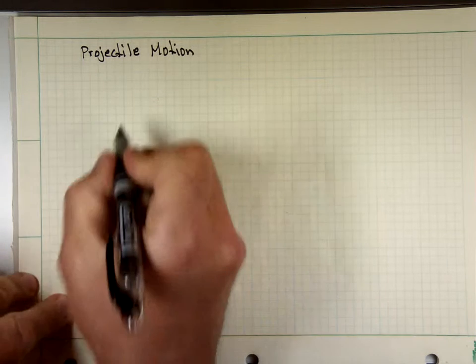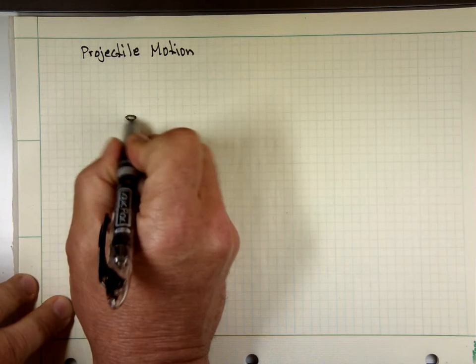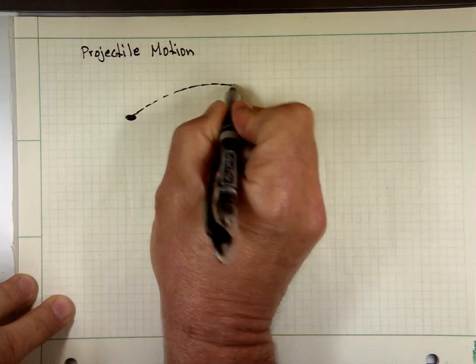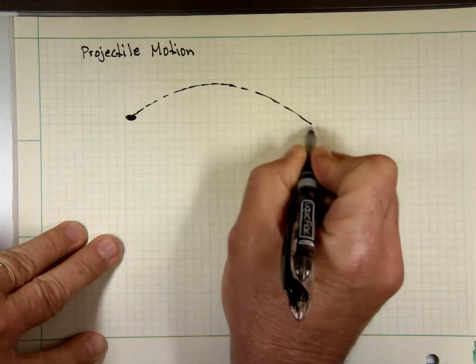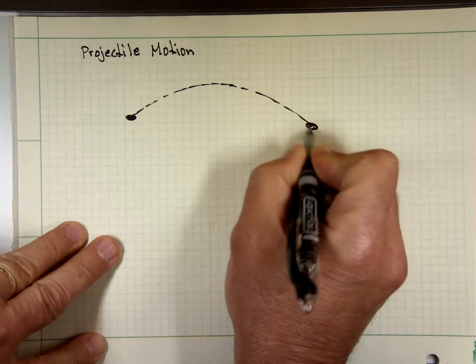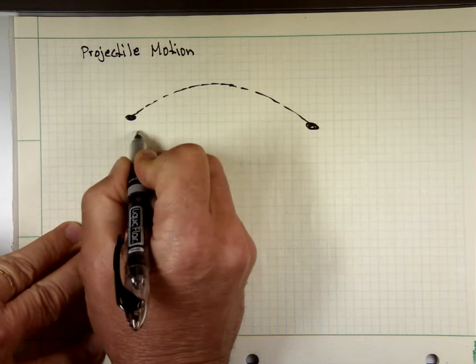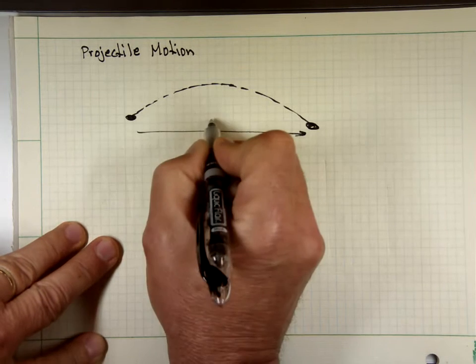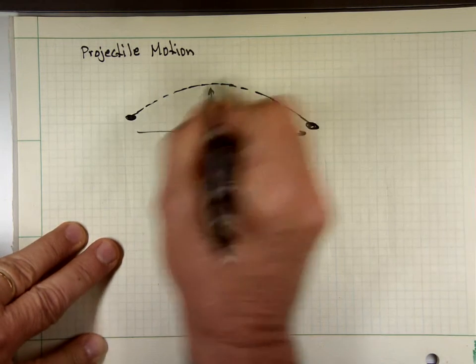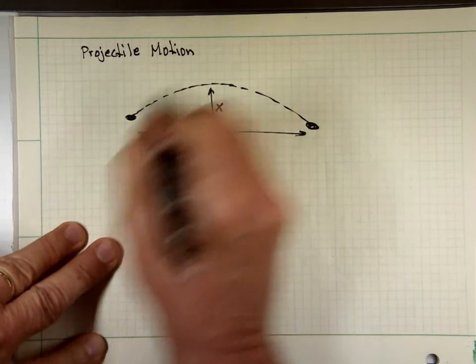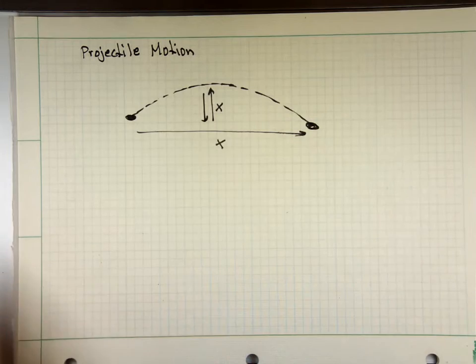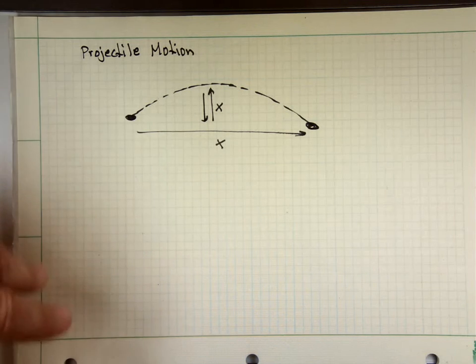Again, a projectile could be you hitting a golf ball, and the golf ball will travel like this. Notice we have movement in two dimensions. We are moving from here to there, so you move in the x direction, and the ball also went upward, then down. So you have movement in both dimensions, in the x direction and in the y direction. That's why it's called two-dimensional kinematics.